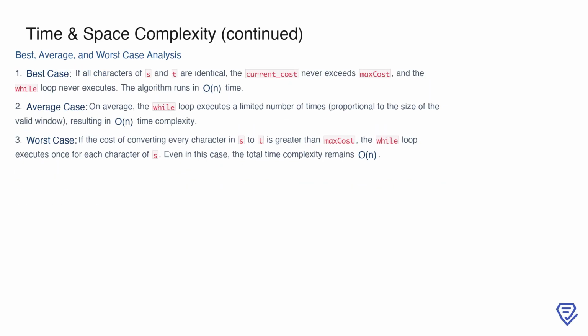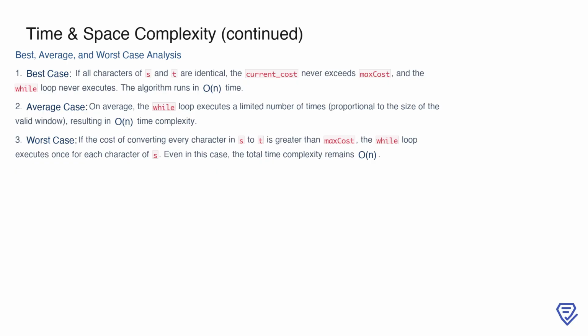Now, let's break down the time complexity further by analyzing the best, average, and worst case scenarios. In the best case, where all characters in s and t are identical, the current_cost never exceeds max cost, meaning the while loop never executes. Here, the algorithm runs in O(n) time, as the for loop still iterates through the strings. In the average case, the while loop executes a limited number of times, proportional to the size of the valid window.